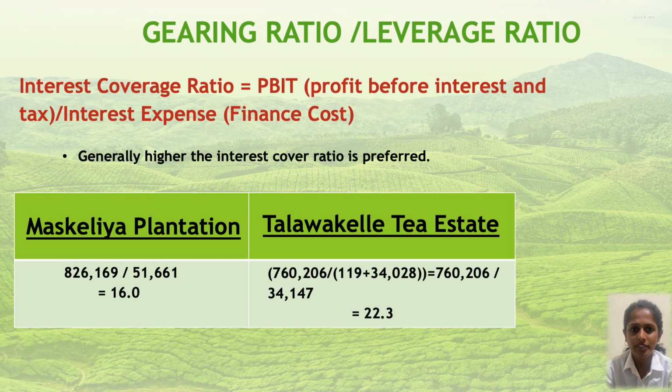Now let's see interest coverage ratio. According to the calculations, Muscalia Plantation can pay interest expenses 16 times and Thalakale Tea Estate can pay its interest expenses 22.3 times over with its current earnings before interest and taxes. This shows both companies are very strong financially and easily able to meet their debt interest payments without any trouble.